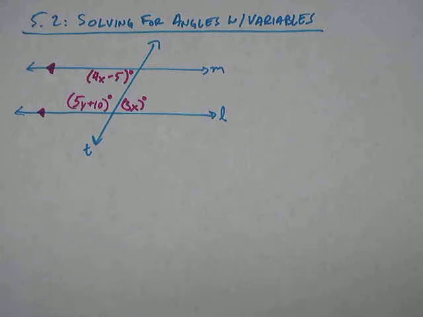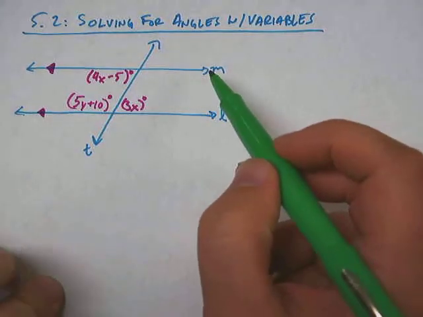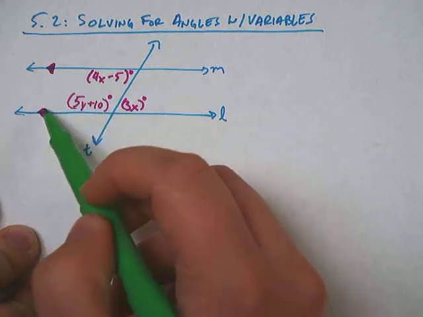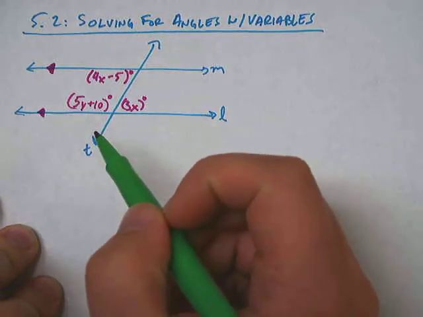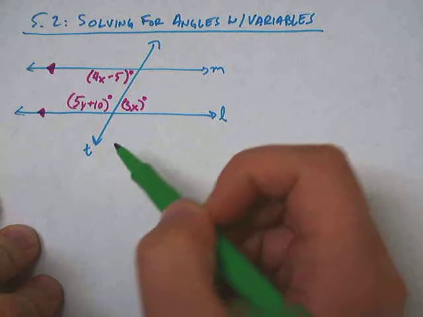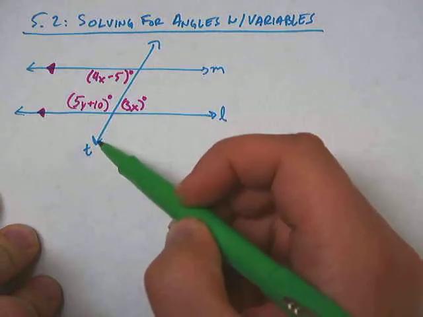Hey guys, so this is an example about solving for angles when there's variables involved. This is going to look a lot like problem 20 from your homework on 5.2. The first thing we should notice is that M and L are parallel because of these two arrows right here. They each have one arrow, so that means they're parallel to each other, and they're cut by transversal T.